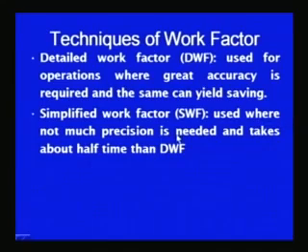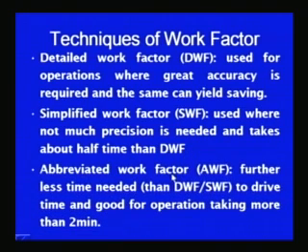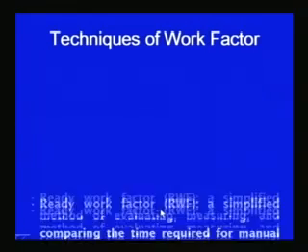The simplified work factor is used where not much precision is needed and takes about half the time of the detailed work factor method. The abbreviated work factor method is another work factor method which takes even less time to develop the time required to carry out the job, and it is found to be good for those operations which take more than 2 minutes.